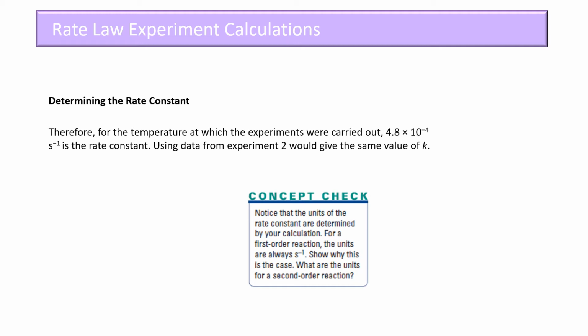Concept check. Notice that the units of the rate constant are determined by your calculation. For a first order reaction, the units are always s to the exponent negative 1. Show why this is the case. What are the units for a second order reaction? Something to think about.